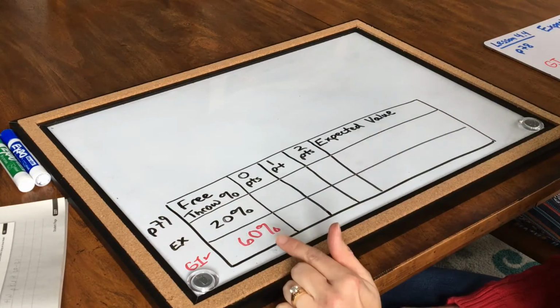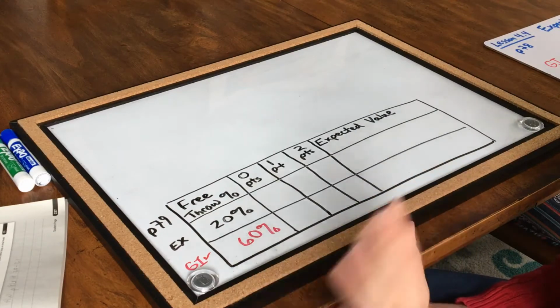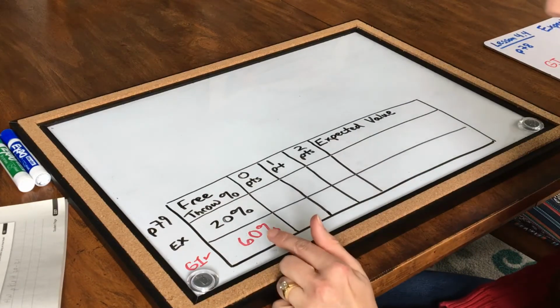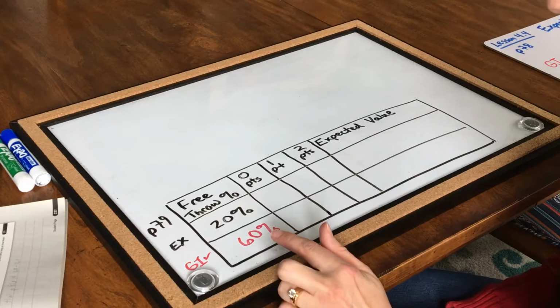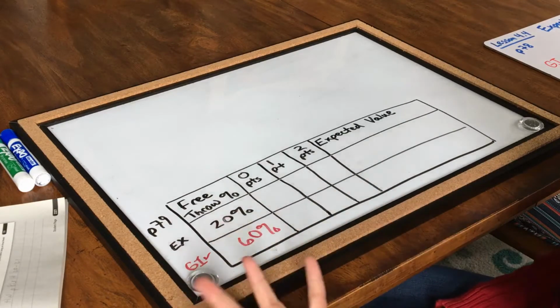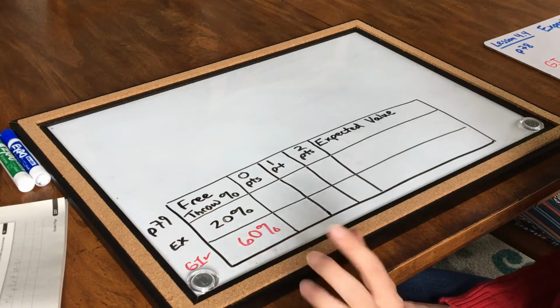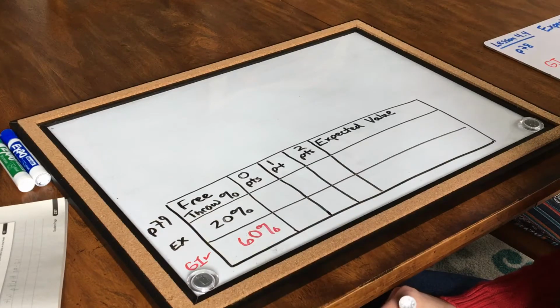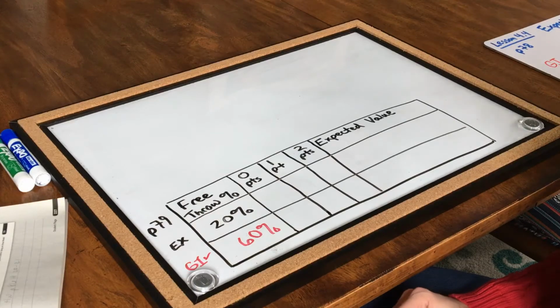Remember, we found out what her percentages were yesterday, but what we didn't find out was how many points she is expected to make in a game. We found that 0 points was most likely, but not necessarily what was expected. So today we're going to do that in your got it check.